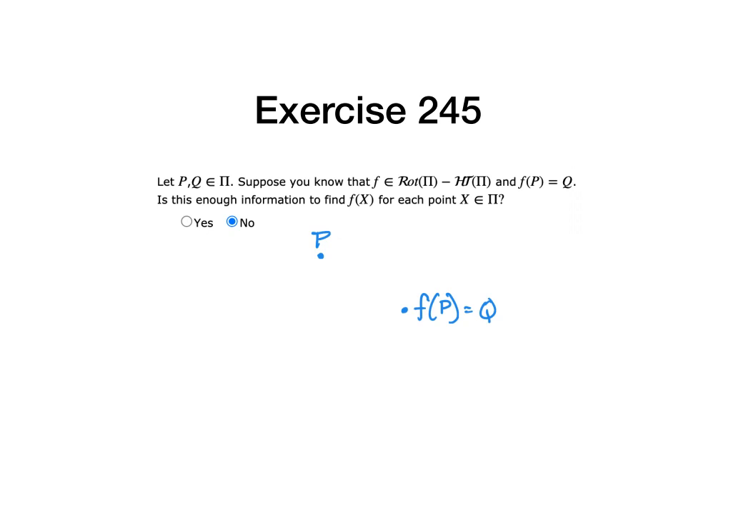So this asks the question, if we know that F is a rotation that's not a half turn, and F of P is equal to Q, is that enough information to find F of X for each point X in the plane? And the answer to that question is no. I've drawn a couple points here just to illustrate. So I know that P is going to rotate to F of P. The problem here is that I don't know where the center of my circle is, so I have no way of knowing where any other point would go. So that is not enough information.